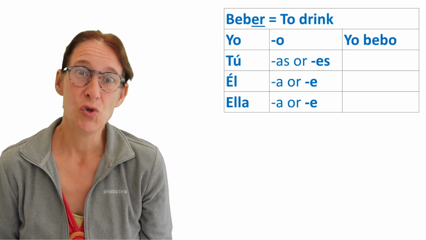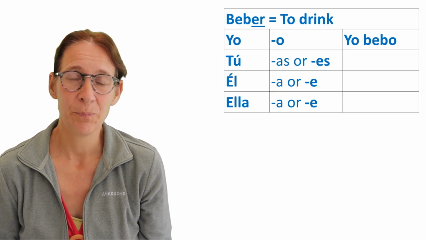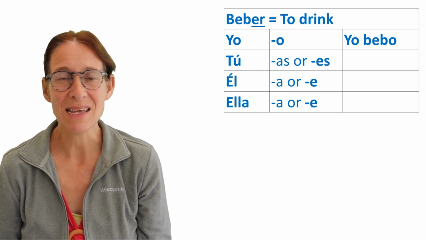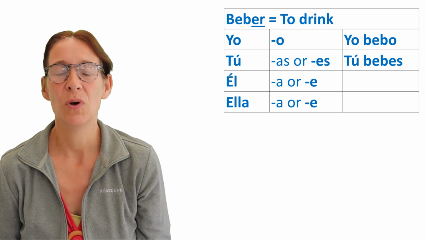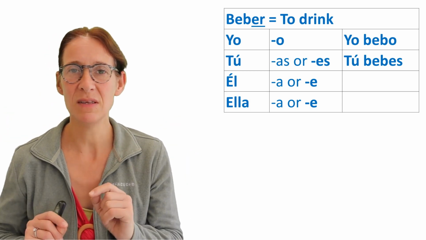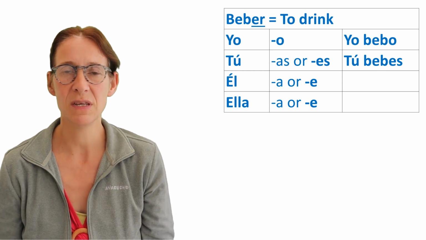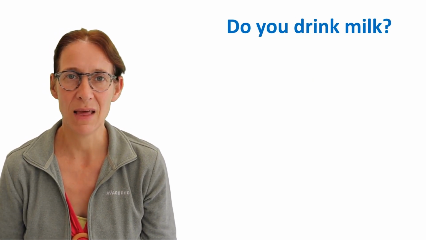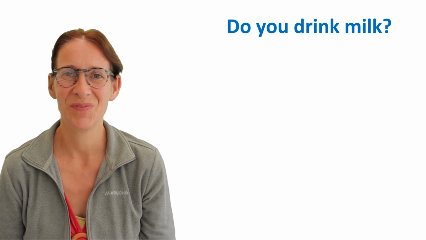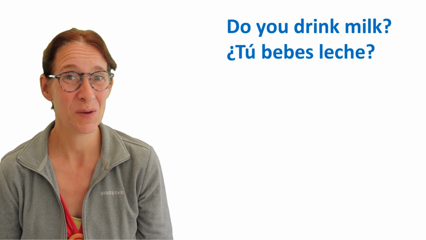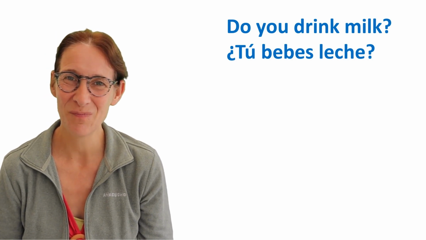When we're saying do you drink, then we're going to use the tú form, which is es. So to make that question, we just put the question marks either side or use our voice intonation. If we're asking, do you drink milk then? ¿Tú bebes leche? ¿Tú bebes leche?